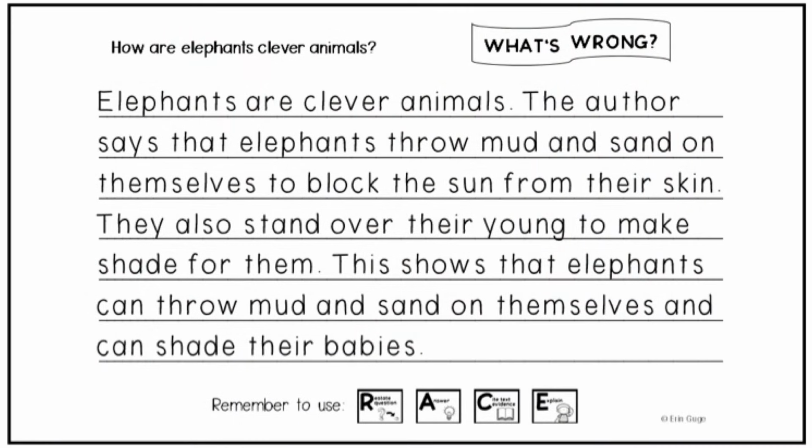It says, how are elephants clever animals? Elephants are clever animals. The author says that elephants throw mud and sand on themselves to block the sun from their skin. They also stand over their young to make shade for them. This shows that elephants can throw mud and sand on themselves and can shade their babies. Whisper what you think is wrong with this. Take a look at it and what is wrong with this.